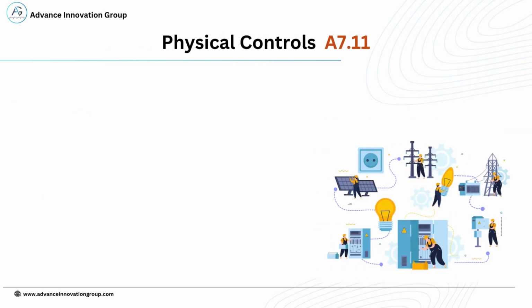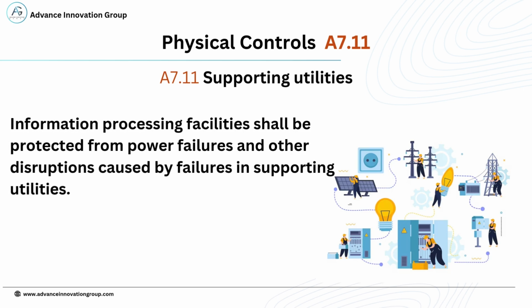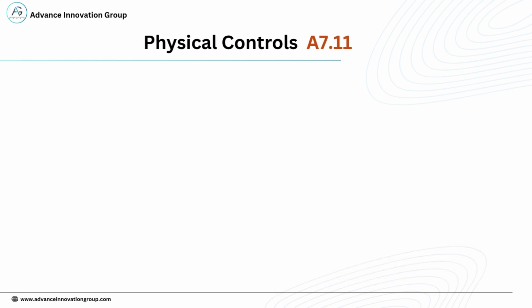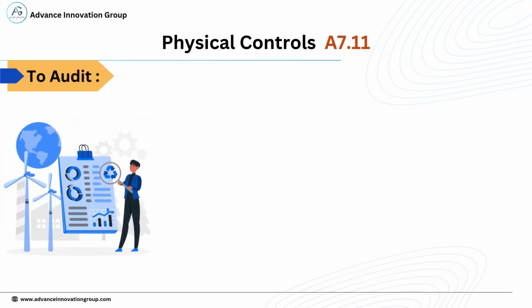Physical controls A 7.11, supporting utilities. Information processing facilities shall be protected from power failures and other disruptions caused by failures in supporting utilities. Physical controls A 7.11 audit.